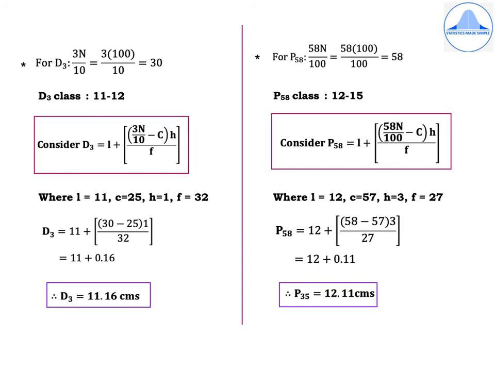Then consider D3 equal to L plus 3n by 10 minus C into H by F, where L is equal to 11, C is equal to 25, H is equal to 1 and F is equal to 32.